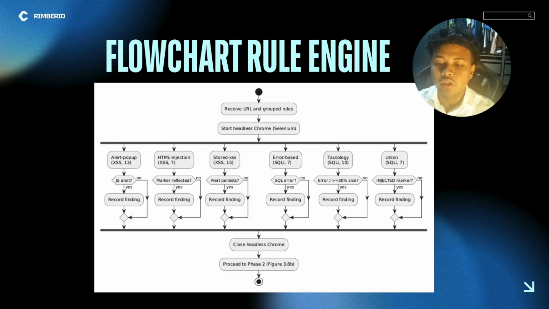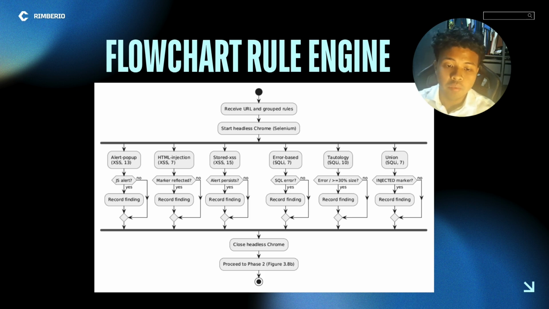So after receiving the URL and group rules, the system starts a headless Chrome browser via Selenium. It then runs all six browser-based rules in parallel branches: alert pop-up, HTML injections, start cross-site scripting and cross-site scripting detection, and error-based, tautology, and union for SQL injection detection. So each rule has its own detection logic.